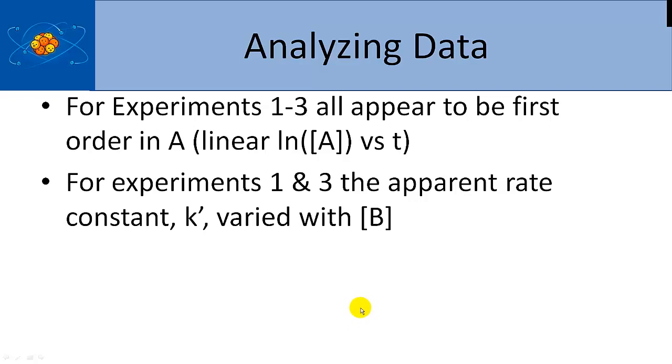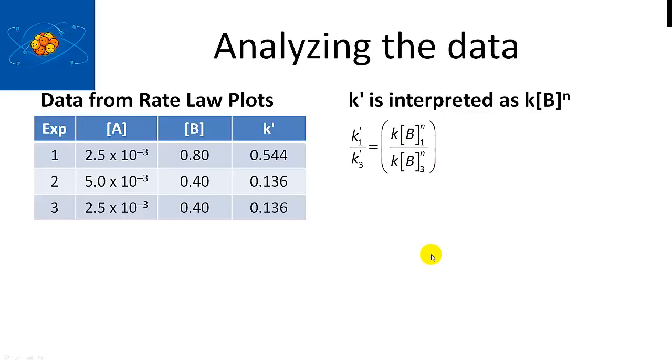First of all, in experiments 1 through 3, all the reactions appear to be first order. That's because what you're looking at is the concentration change of A versus time, or the natural log of A versus time. And we've determined that this means the concentration of A is to the first power in the rate law. Now for experiments 1 and 3, the apparent rate constant varies with B. So now what we have to do is analyze this. If you look at the apparent rate constants, this is just a retabling of the original data. This is the data that I gave you before, and these are the slopes from the graphs.